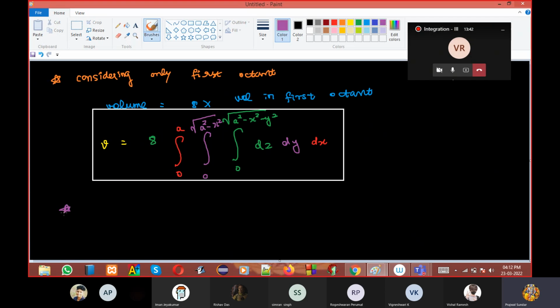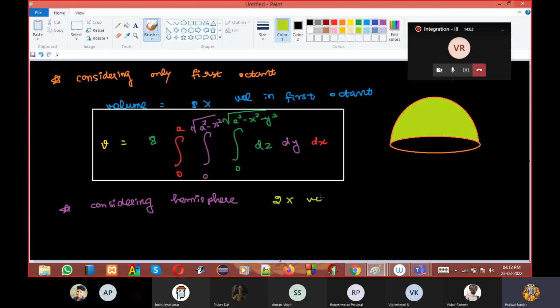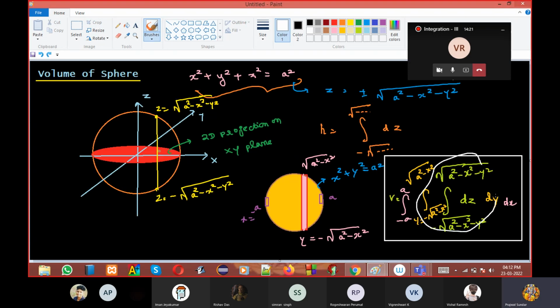Another way is to visualize it as considering a hemisphere. What they are doing is taking this entire sphere and cutting it into two. They are visualizing this part. If you visualize like this, then you should say 2 times the volume of one hemisphere. And if you observe carefully, only the height function I have cut. The vertical strip will be the same only. The vertical strip will be full, and x will vary from minus a to a only. Y will vary from minus root of this. Only this part will change. These two will be exactly the same.